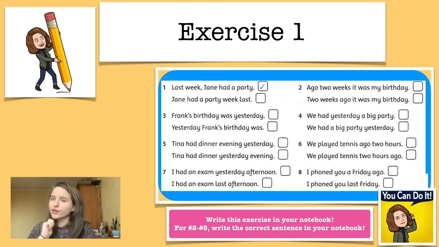Okay, let's go over your answers. I will read you the correct answers now. Number 2, 2 weeks ago it was my birthday. Number 3, Frank's birthday was yesterday. Number 4, we had a big party yesterday. Number 5, Tina had dinner yesterday evening. Number 6, we played tennis 2 hours ago. Number 7, I had an exam yesterday afternoon. And number 8, I phoned you last Friday. Check your answers now. How did you do?